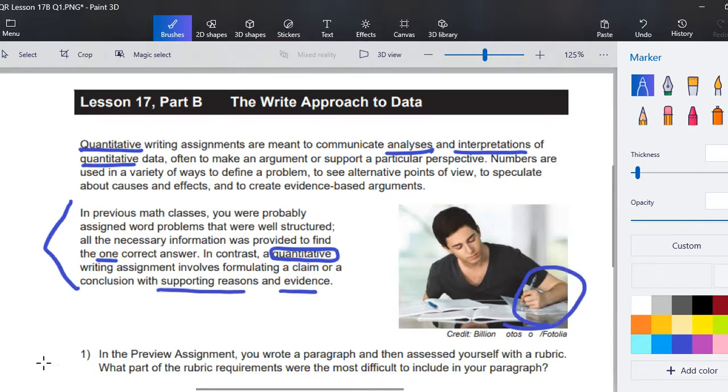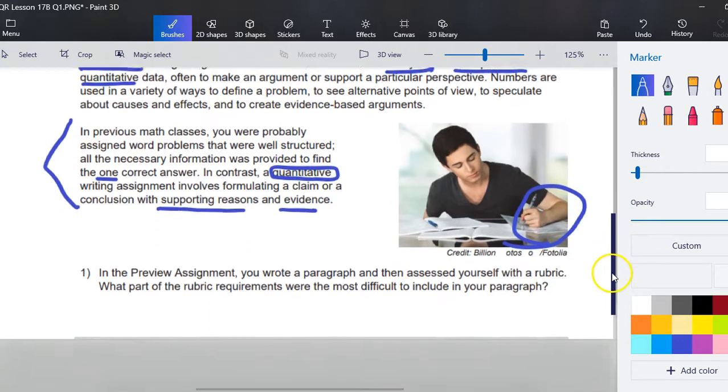And I'd like to point out they included a left-handed person, of which I am left-handed also, in this lesson. But I digress. We go to question 1.